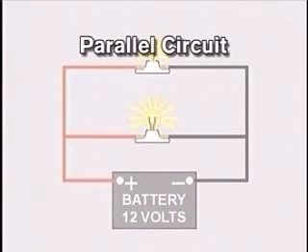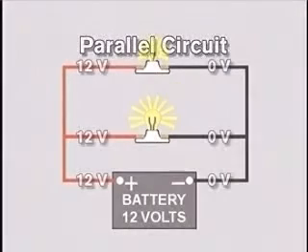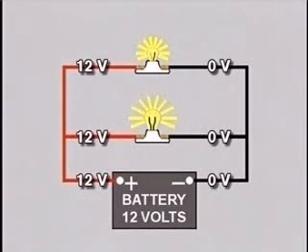When a circuit is arranged with loads parallel, or next to one another, with multiple current paths, the circuit is called a parallel circuit. Because each load in a parallel circuit is connected between positive and negative, the total voltage drop from each load is equal to system voltage.